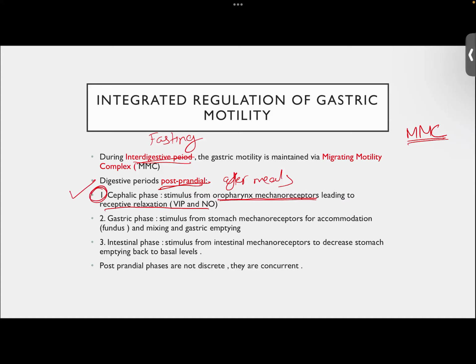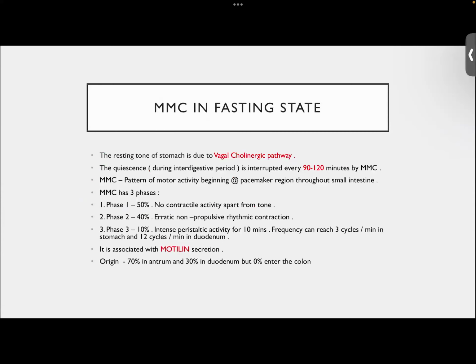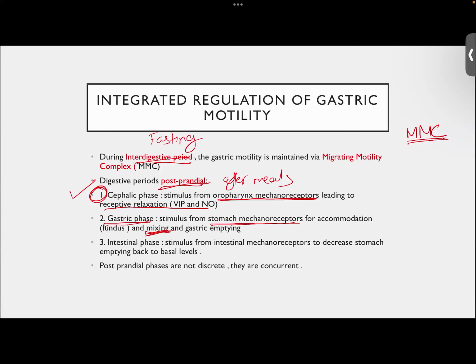Super easy, right? If anyone has a doubt, please tell me. Second, we have the gastric phase. This is from stomach mechanoreceptors. So it's still a mechanoreceptor, but it's not oropharyngeal. This time it's in the stomach. And this time, the mechanoreceptors, obviously, they're activated and they lead to mixing and gastric emptying. So you have mixing of the food and gastric emptying because the food is already in the stomach. The cephalic phase made sure that the fundus could accommodate the food. The food is in the stomach. Now it's going to be mixed and then eventually moved on to the duodenum.